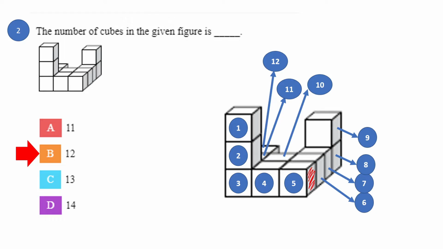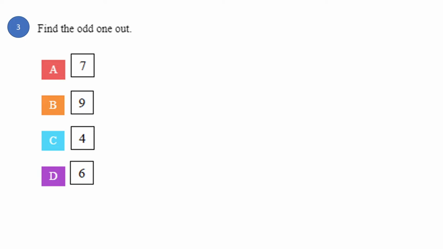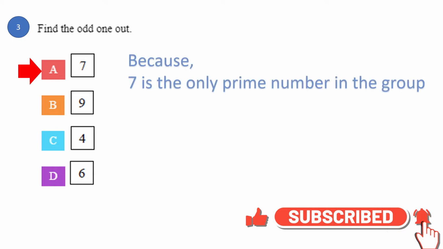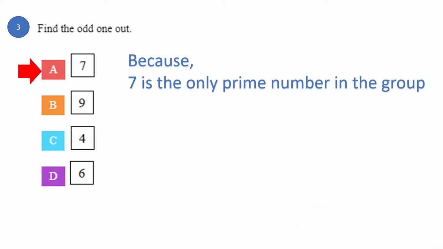Let's look at the next question. Find the odd one out from these given numbers. Your time starts now. Well, if you take a deeper look, what you will get is that 7 is a prime number. Hence, this is your odd one out. All others have more than 2 factors. Hence, your answer is option A.